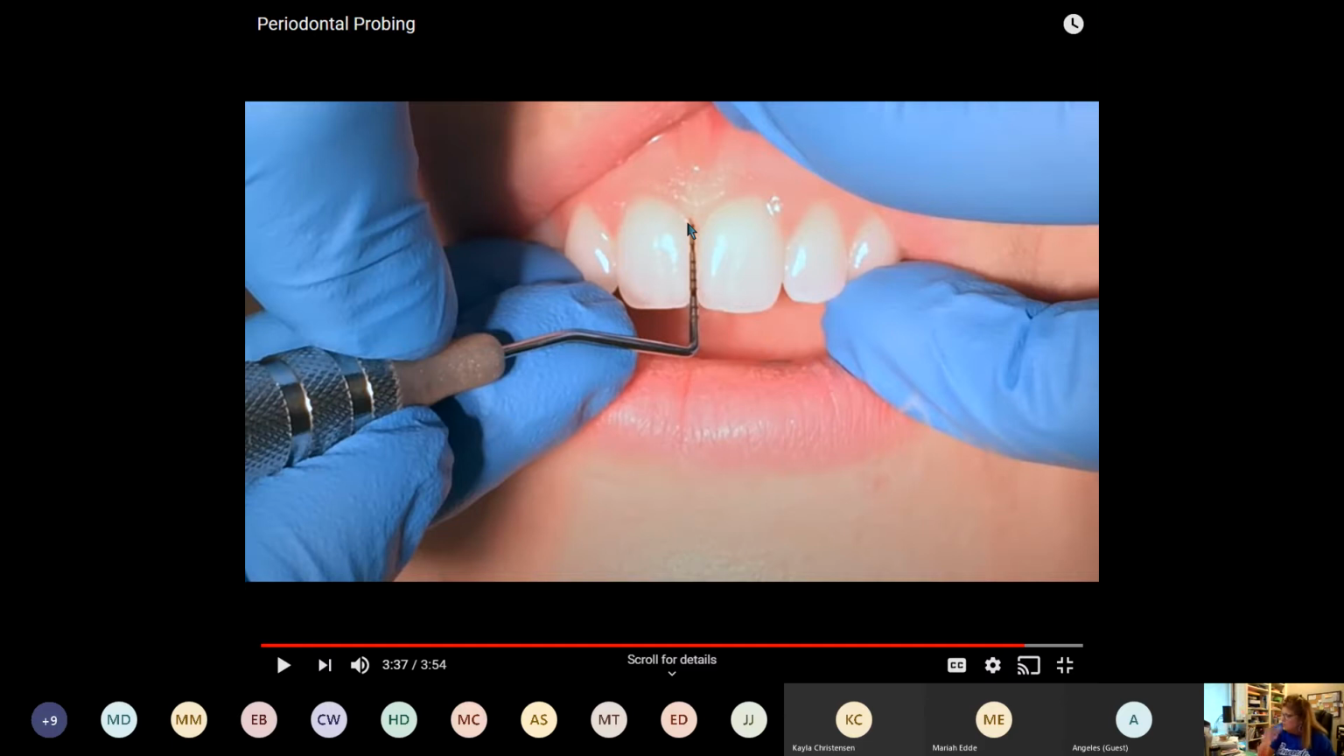It'll just go down there if you hold it light enough. If you have a death grip on that instrument, it's going to hurt because you're pushing up, down, up, down, up, down. You should just let it really lightly go to the bottom and you'll feel that there's resistance.